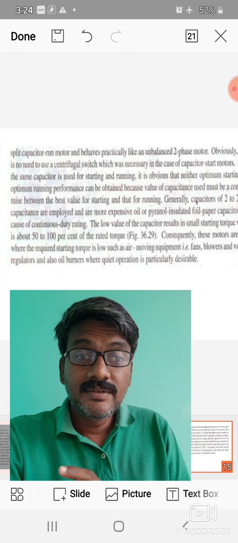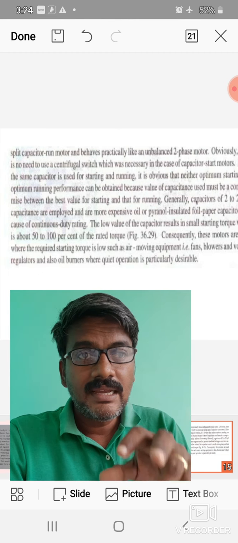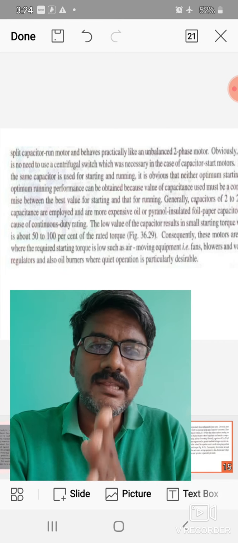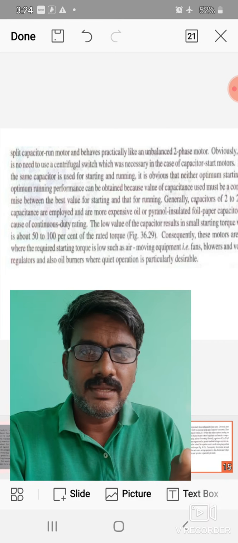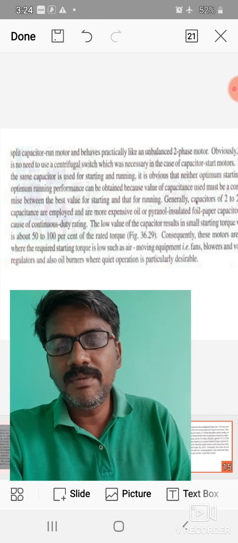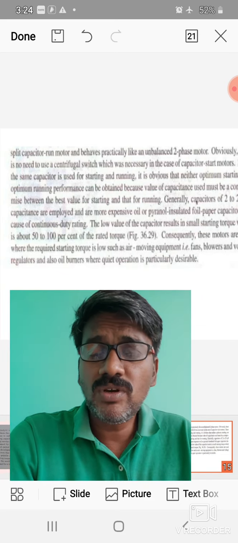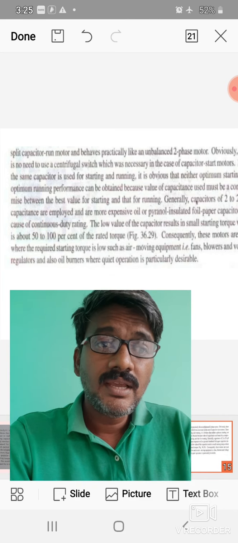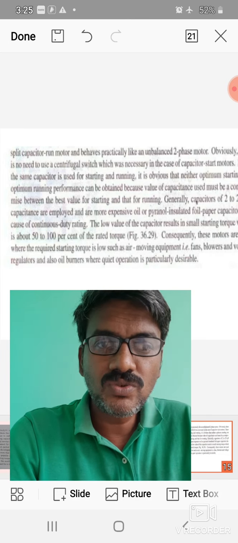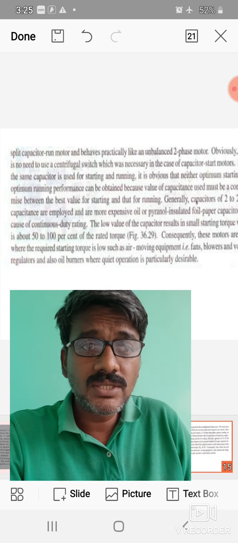A balanced two phase motor is different, and an unbalanced two phase motor is different. In an unbalanced two phase motor, we give only a single phase supply. That single phase supply splits into two different currents. Because of the phase angle between the two currents, we get a rotating magnetic field. For a balanced two phase motor, we use two separate windings and we have to give two separate balanced supplies, right? That is the difference between balanced and unbalanced two phase motors.